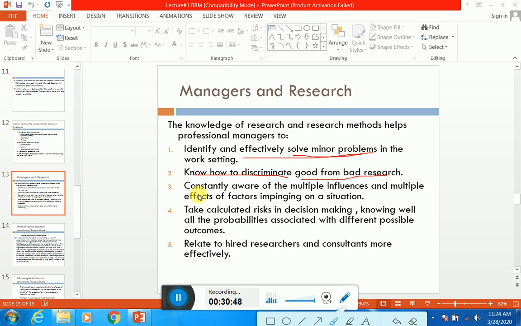Next, constantly aware of multiple influences and multiple effects of factors impinging on a situation. What does it mean? It is a situation where, with proper research, managers will be able to identify the different causes or roots of a particular problem.